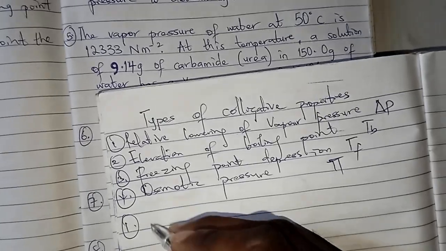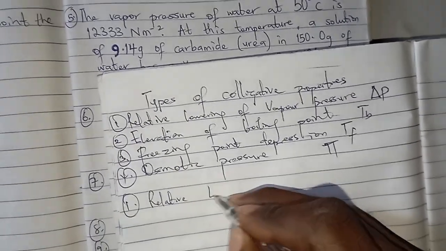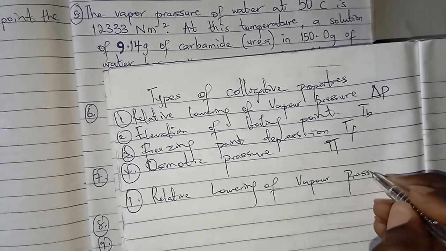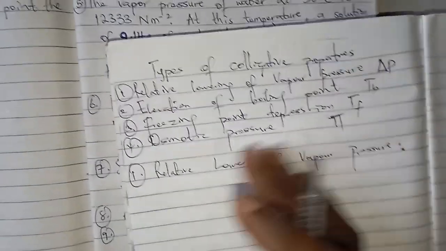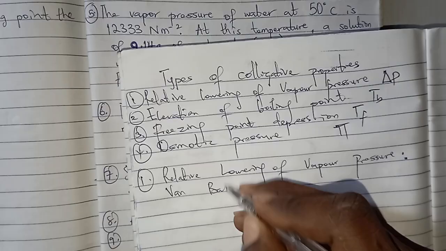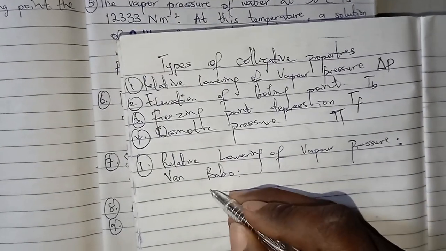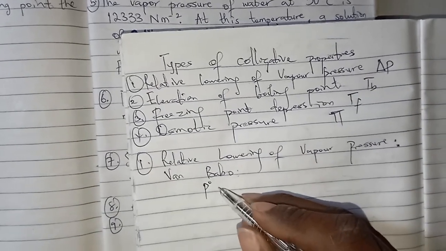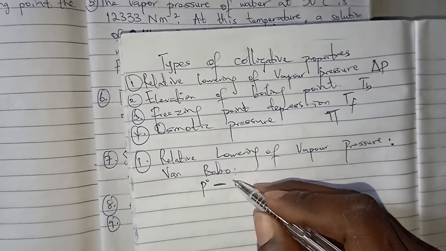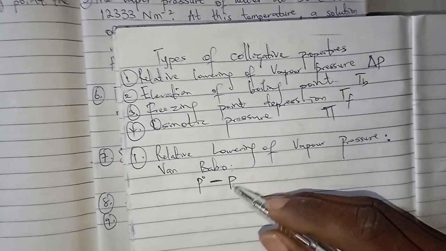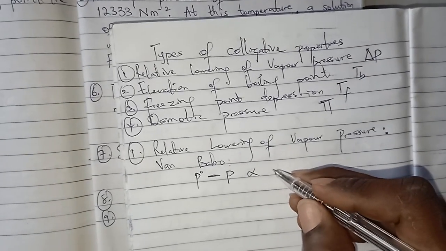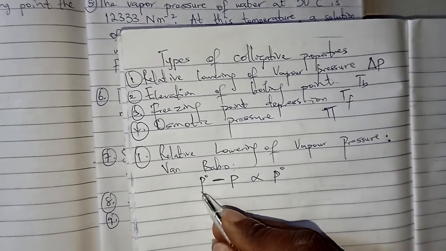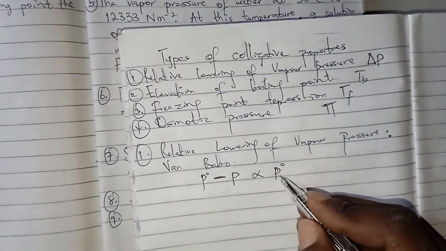So number 1, relative lowering of vapor pressure. We cannot start this without talking about a man called Van Babbel. This man said that if I have pure solvents, what it has is pure vapor pressure, and then I add a solute to it, this solute will come with its own vapor pressure, which is vapor pressure due to the solution, and that it is directly proportional to the pure vapor pressure.